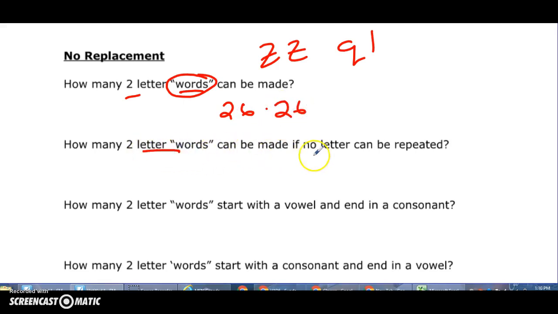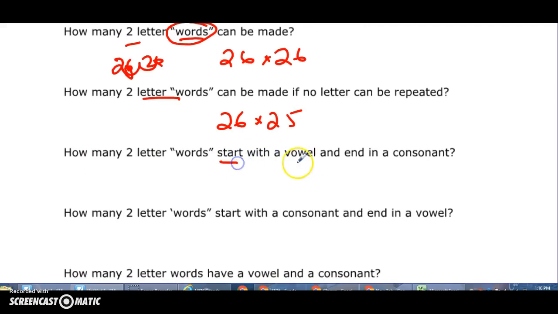How many two-letter words can be made if no letter can be repeated? Well, you have 26 options for the first letter, and then 25 options for the second letter. So sometimes here, that's the multiply symbol, but sometimes when we do this, we just put a dot there to kind of quick it up. Okay, so 26 and 25.